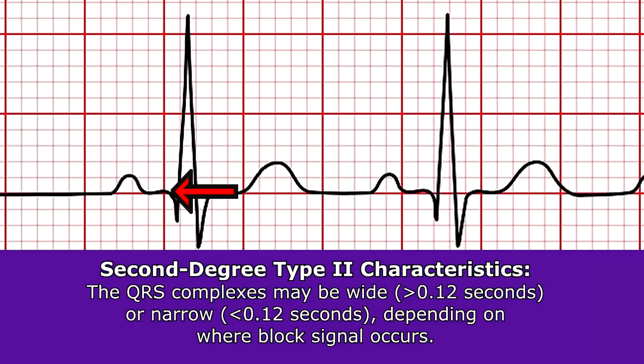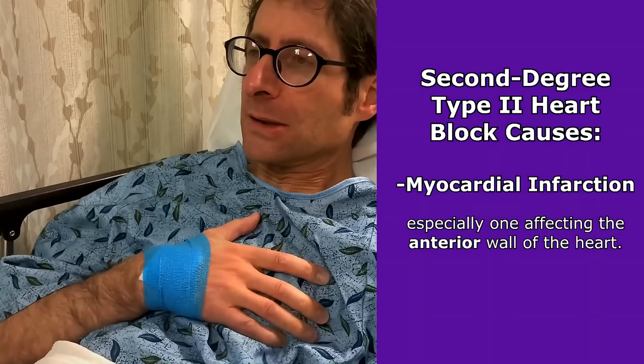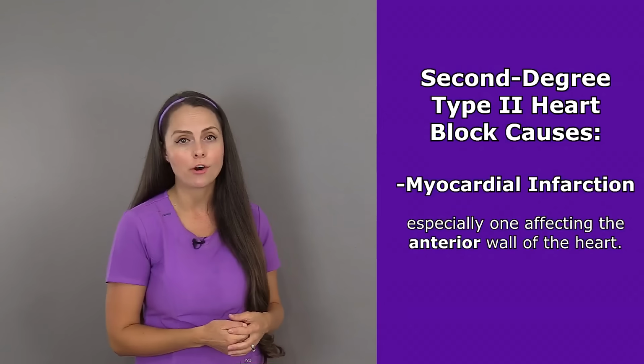Now, whenever you do see the QRS complexes, sometimes they can be wide, greater than 0.12 seconds, or narrow, less than 0.12 seconds. And this depends really on where that block signal is within that conduction system. Now, what are some causes of this type of heart block? Well, an active myocardial infarction can cause this, especially one that's affecting the anterior wall of the heart.